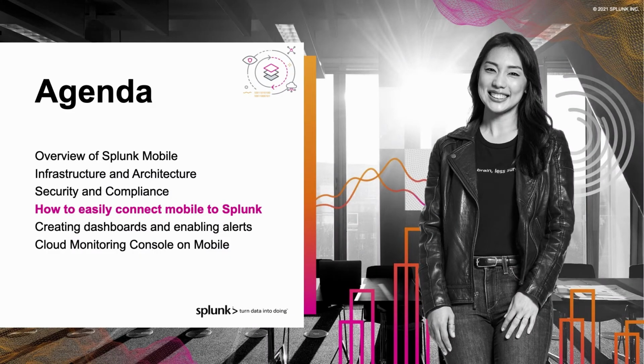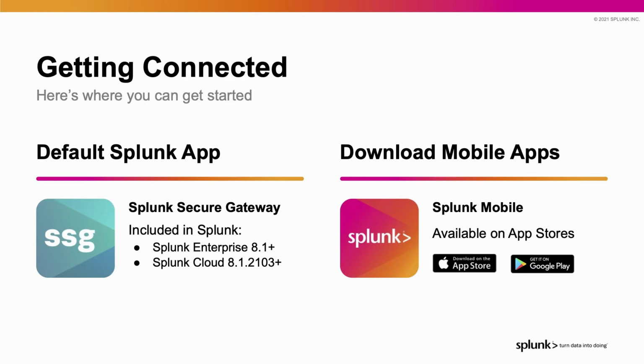All right, you've come to the right place to learn how to register your device or to deploy an entire fleet of Splunk Mobile devices. Let's break down how to get started. Admins can kick off the Splunk Mobile deployment by activating the Splunk Secure Gateway app. We've made activation easy by including Splunk Secure Gateway in any Splunk Enterprise 8.1 and above and Splunk Cloud 8.1.2103 and above deployments. If you were previously using Splunk Cloud Gateway, there's even a migration feature.